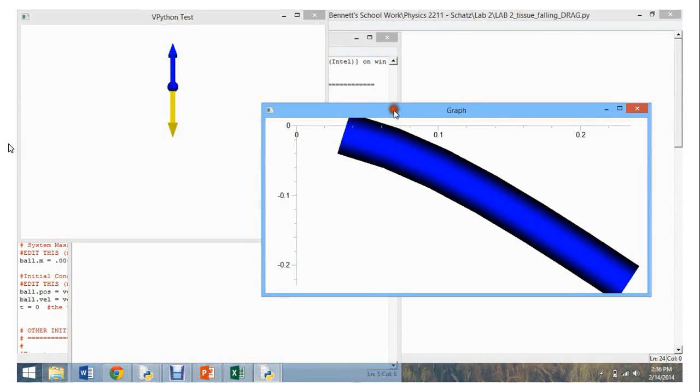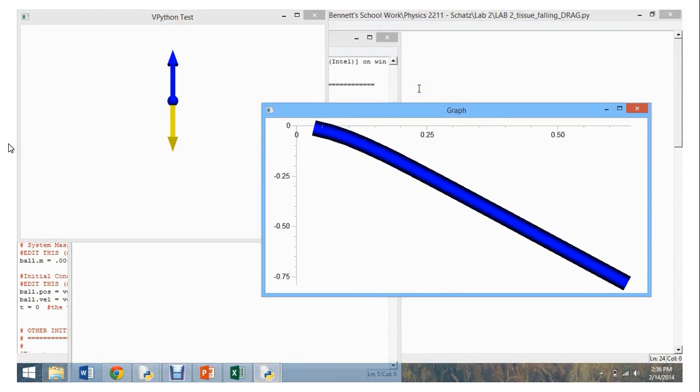Here we can see the model that takes drag into account. You'll see that the yellow arrow pointing downward represents the weight force or gravity of negative mg and remains constant throughout the entire model, whereas the blue arrow pointing upward indicates the drag force, which begins small and increases in magnitude as the ball continues along its path.